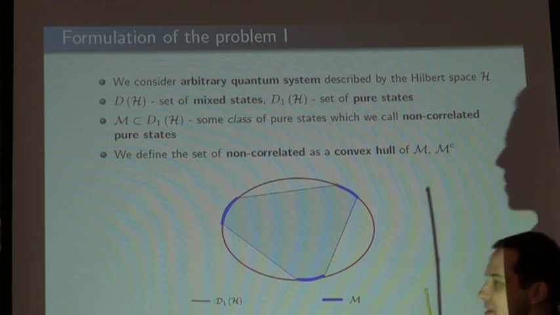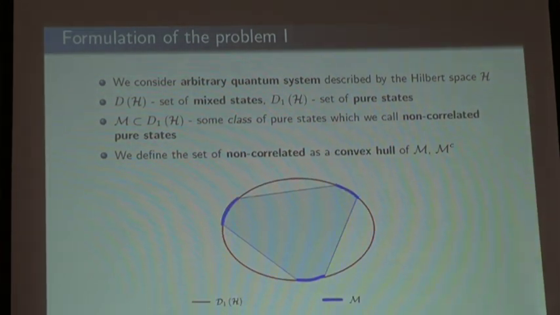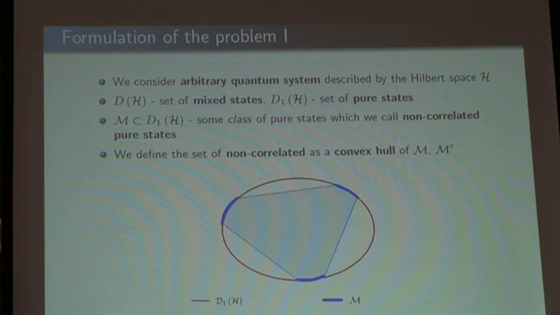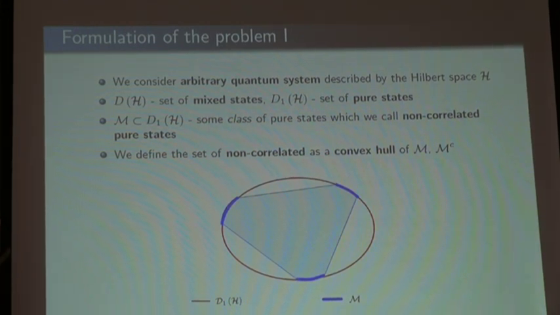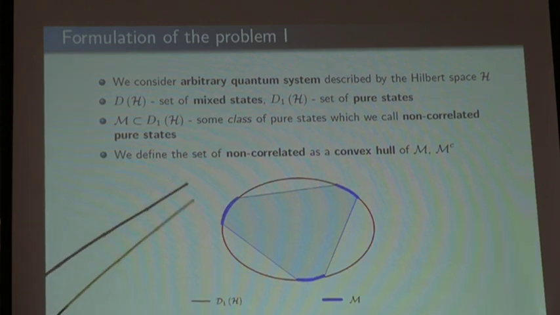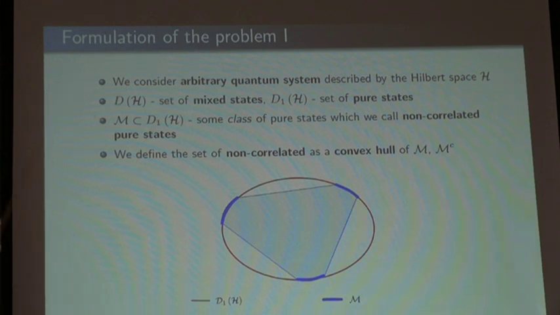So, what is our setup? We consider an arbitrary Hilbert space H. I don't assume at this point anything about it. I have the set of all mixed states on this quantum system, and I have a set of pure states. I will denote them by D1 of H. This is just the notation. And I have some subclass of those pure states, which I denote by M, and in the rest of the talk that will always be M, and I call them non-correlated states for some reason. This is just the name at this moment.